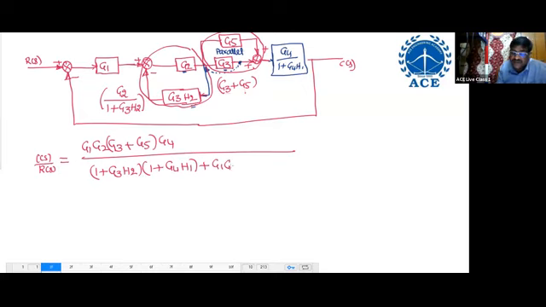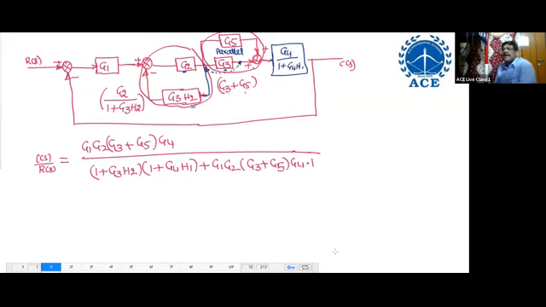That means G1, G2 into G3 plus G5 into G4. Opposite sign of the feedback plus numerator as it is, product with unity. This is the answer. Same answer we got now. The answer is same.